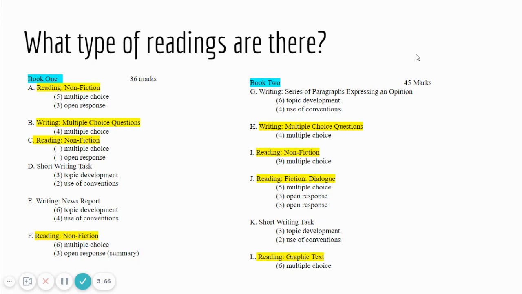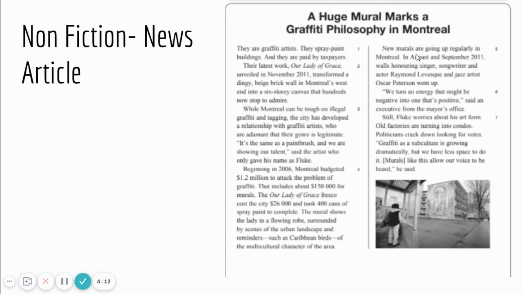Some of the readings you'll be doing multiple choice and a short answer, so they're really looking for your reading comprehension in those sections. In other sections of the book, it might be just multiple choice. So here are some samples of the different types of reading. Generally the test will start with a news article, a nonfiction text that's written like a news article, and they will be asking you to interpret specific details from it.